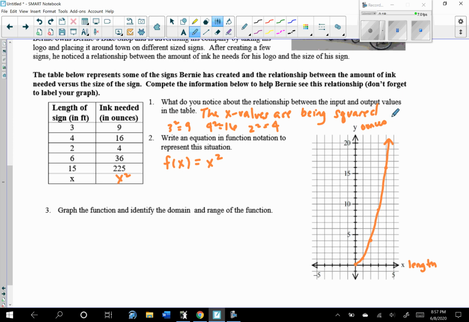So ounces for the ink, and the length is for the length of the sign. And so again, we're only using quadrant 1 because you can't have negative length or ounces. And so the domain is going to be from 0 to infinity. And then the range is also 0 to infinity, which is half of our parabola.